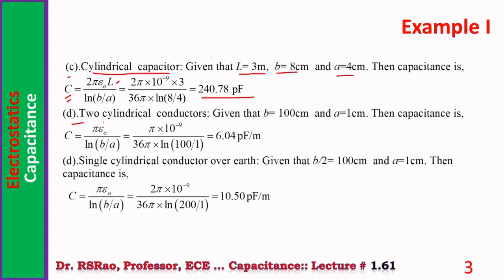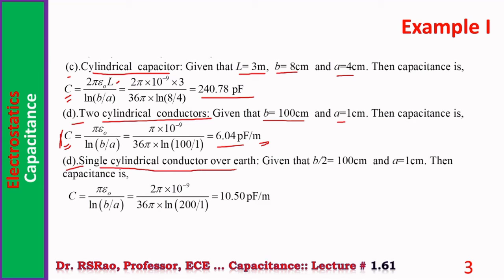D. Two cylindrical conductors. b is 100 cm, a is 1 cm. Capacitance C is pi epsilon naught by natural logarithm b by a. This is for 1 meter, per unit length. Substitution results in 6.04 picofarad per meter.